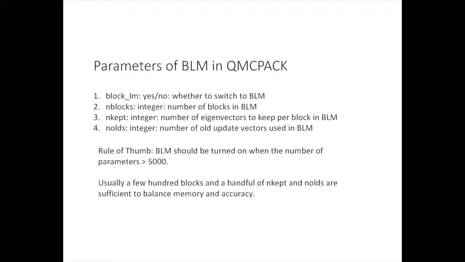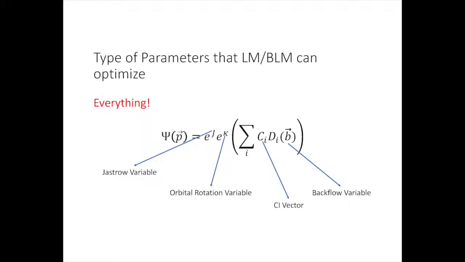So what type of parameters can the linear method or block linear method optimize? It's basically everything. The linear method or block linear method is not going to care whether the parameter is linear or non-linear. And in the future, it's also not going to care whether the parameter is real or complex. So this means that we can apply Jastrow factors, orbital rotation parameters, CI vectors, and then presumably backflow of a wave function parameter. So everything including QMC can be optimized with the linear method or block linear method. So this is pretty good.